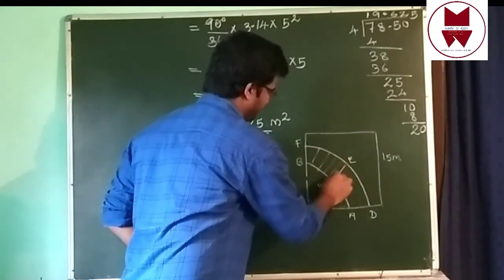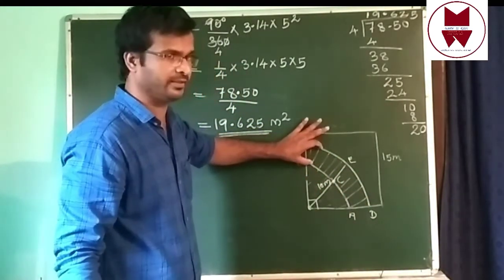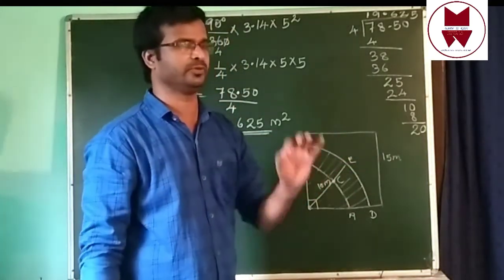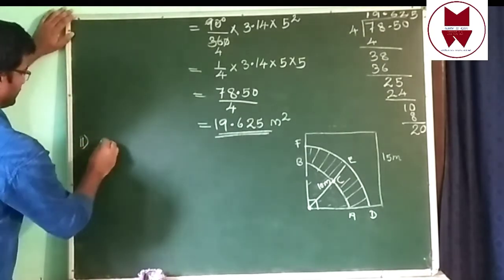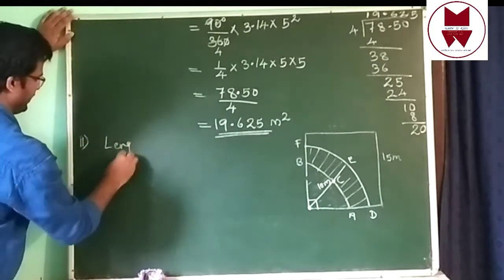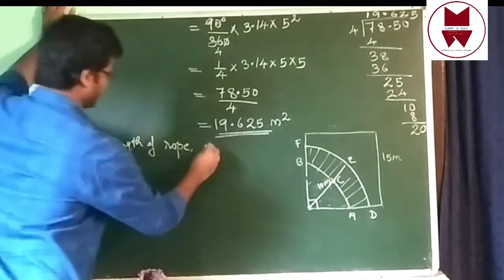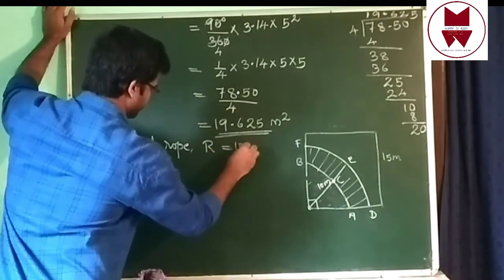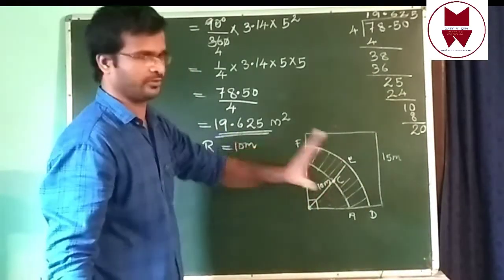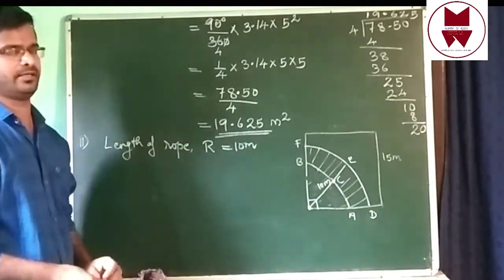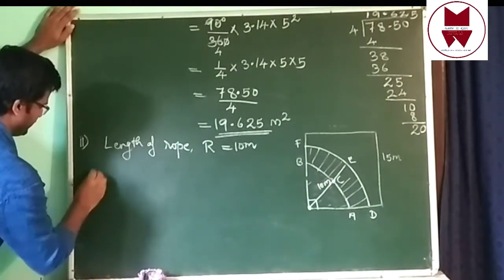This is the increasing area after the rope length increases to 10 meters. That increasing area we have to find out. That is our question. We can write Roman number 2, length of rope. Now the length of rope is 10 meters, because it was already increased before by 5, now the total is 10 meters. We can write capital R equals 10 meters. Then our question, increasing area.